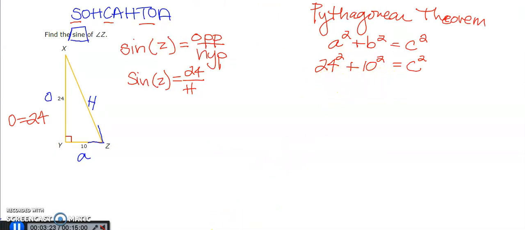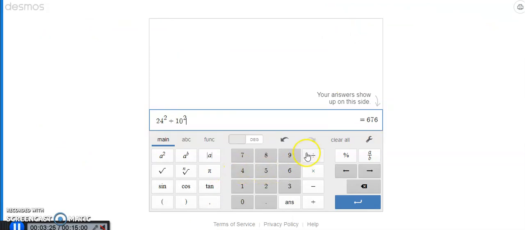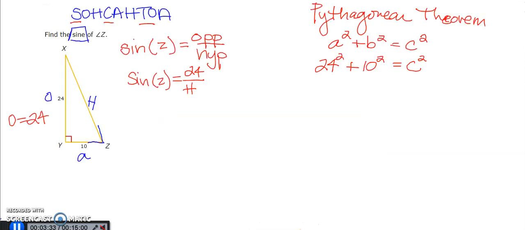Let's just write it out individually. We have 576 and 100. Okay, that equals 676. And so 676 is equal to C squared.